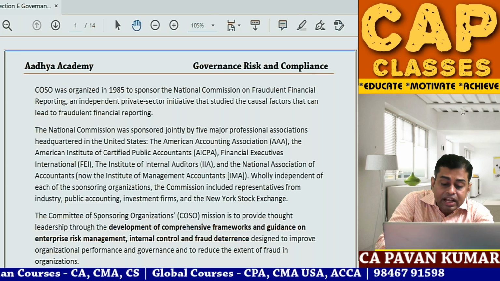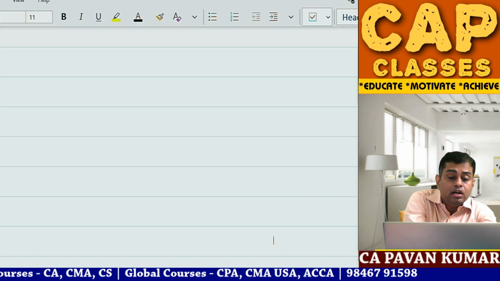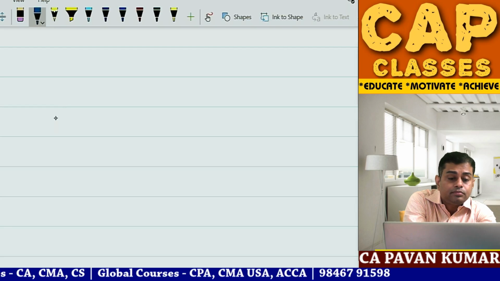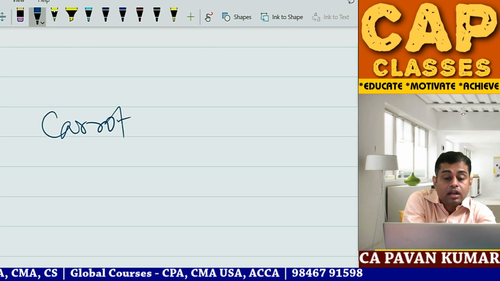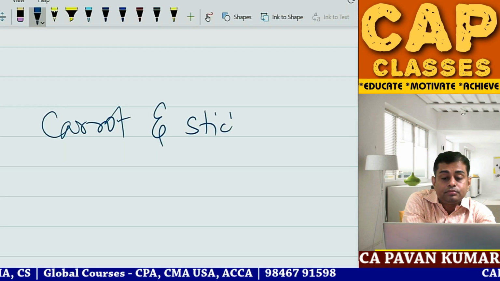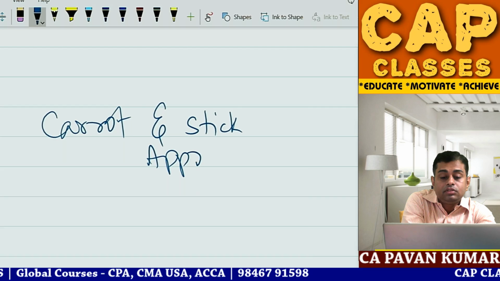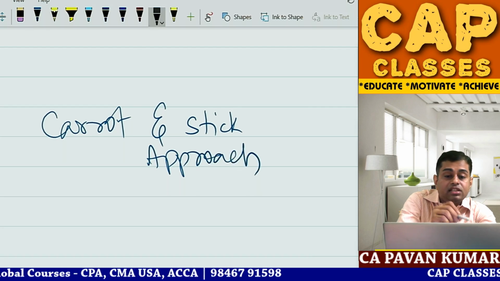In companies, they follow something called the carrot and stick approach. You know this? Carrot and stick approach. Have you heard this? What is the carrot and stick approach?